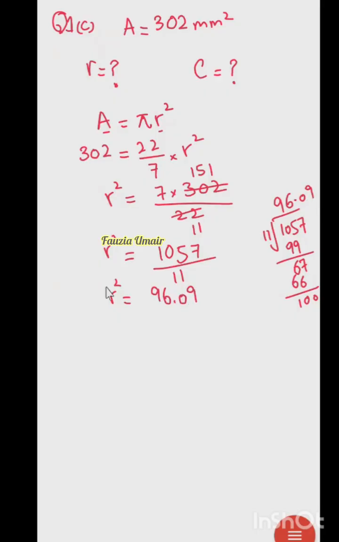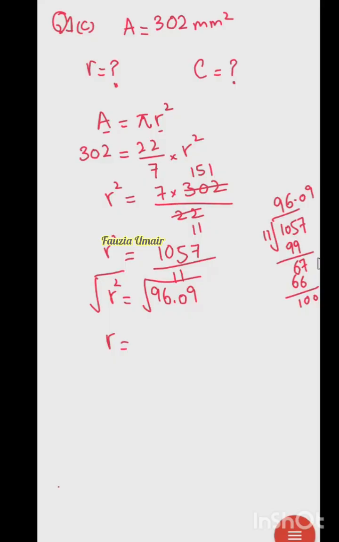Okay, now I need to take the square root. Because without a calculator we cannot find the exact square root of this number, we need to see that 96 is close to which square number. Can you tell me which square number 96 is close to? What is the bigger number which is a square and what is the smaller number that is a square of this? Anyone? Yes, beta, 9 and 10.